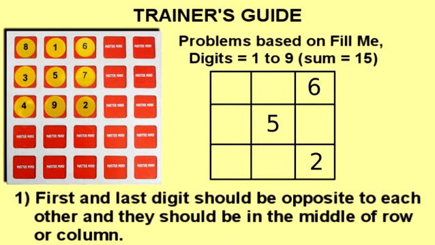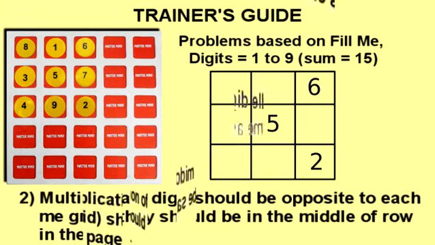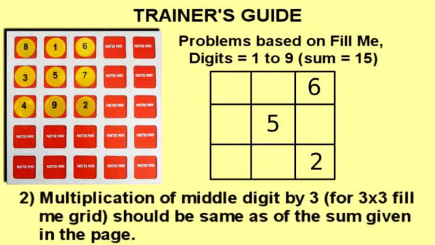And the first condition here is, you can see, the first and last digit should be opposite to each other and should be in the middle of a row or column. Let us see over here. Our first digit is 1 and the last digit is 9. They are placed opposite to each other in a row or column. They can be placed over here or here also. As you can see, this first condition is satisfied, the first and last digit are opposite to each other. We can move to our second condition.